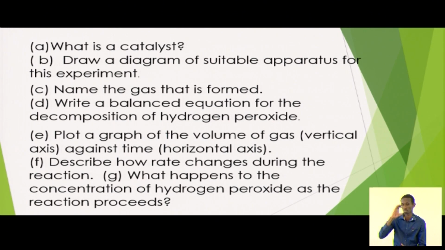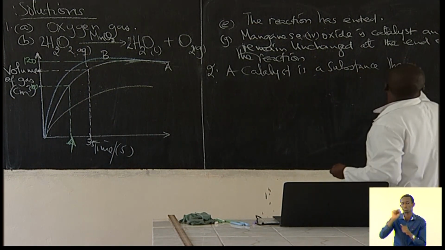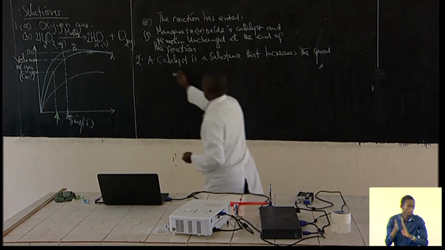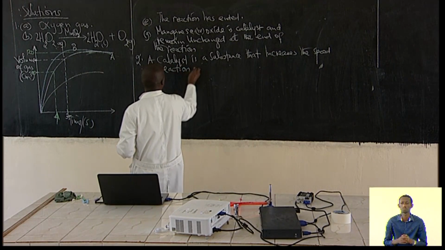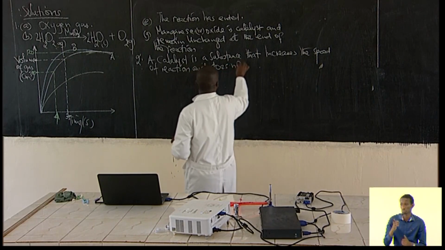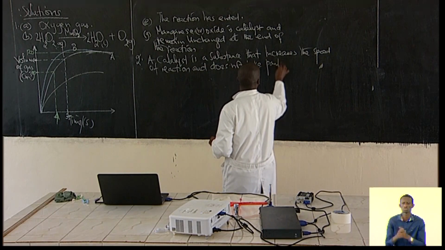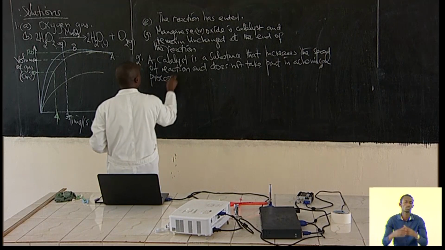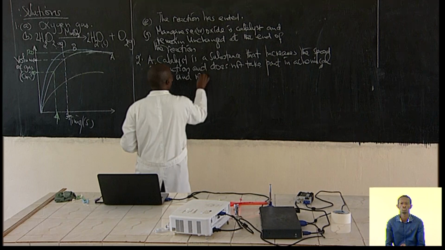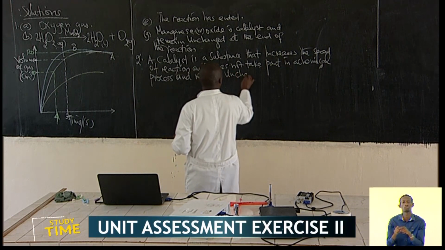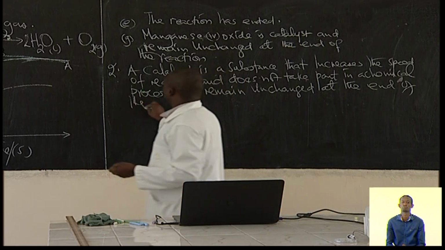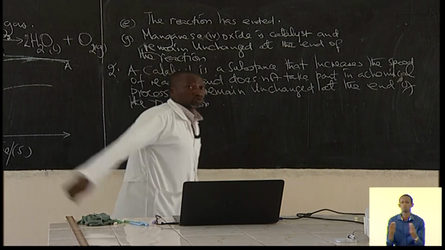A catalyst is a substance that increases the speed of reaction and does not take part in a chemical process, and remains unchanged at the end of the reaction. That is simply it. We had talked about this one several times.